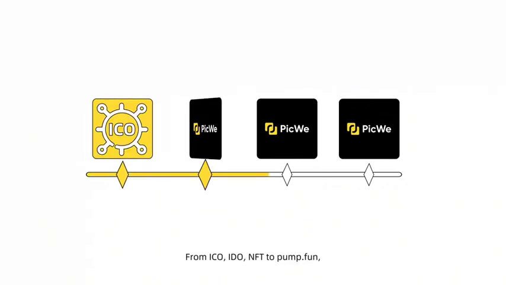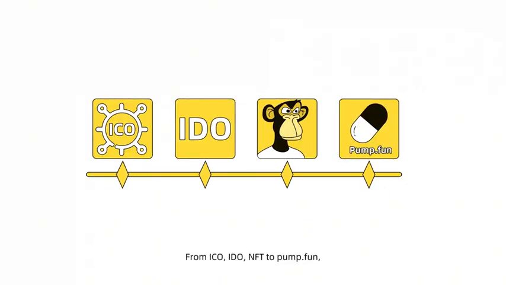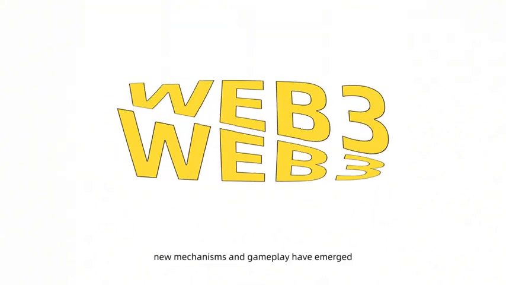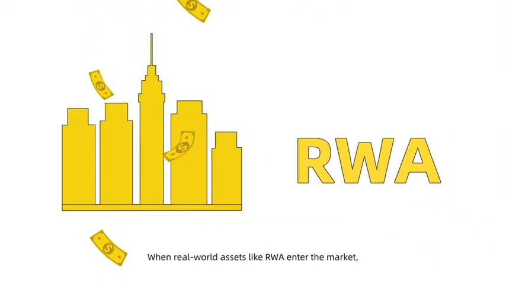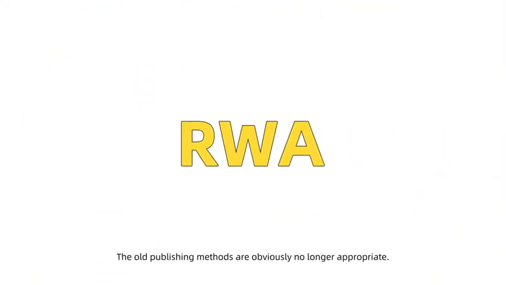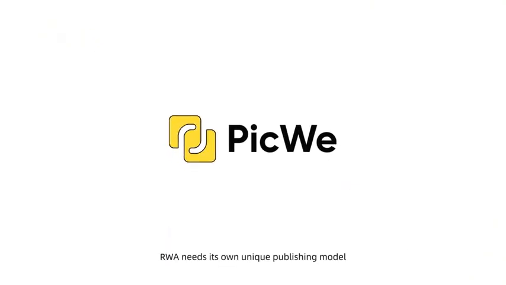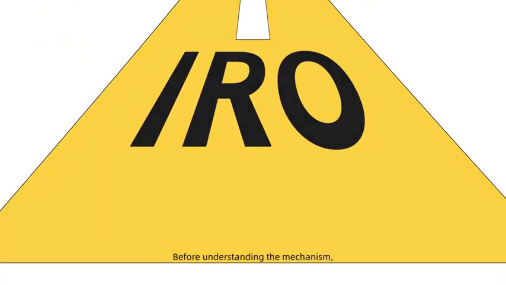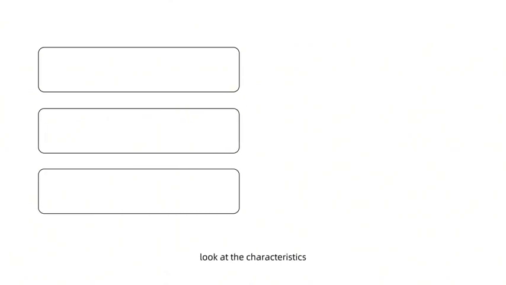From ICO, IDO, NFT to pump.fun, behind every major innovation in Web3, new mechanisms and gameplay have emerged. When real-world assets like RWA enter the market, the old publishing methods are obviously no longer appropriate. RWA needs its own unique publishing model. This is IRO. Before understanding the mechanism, look at the characteristics.